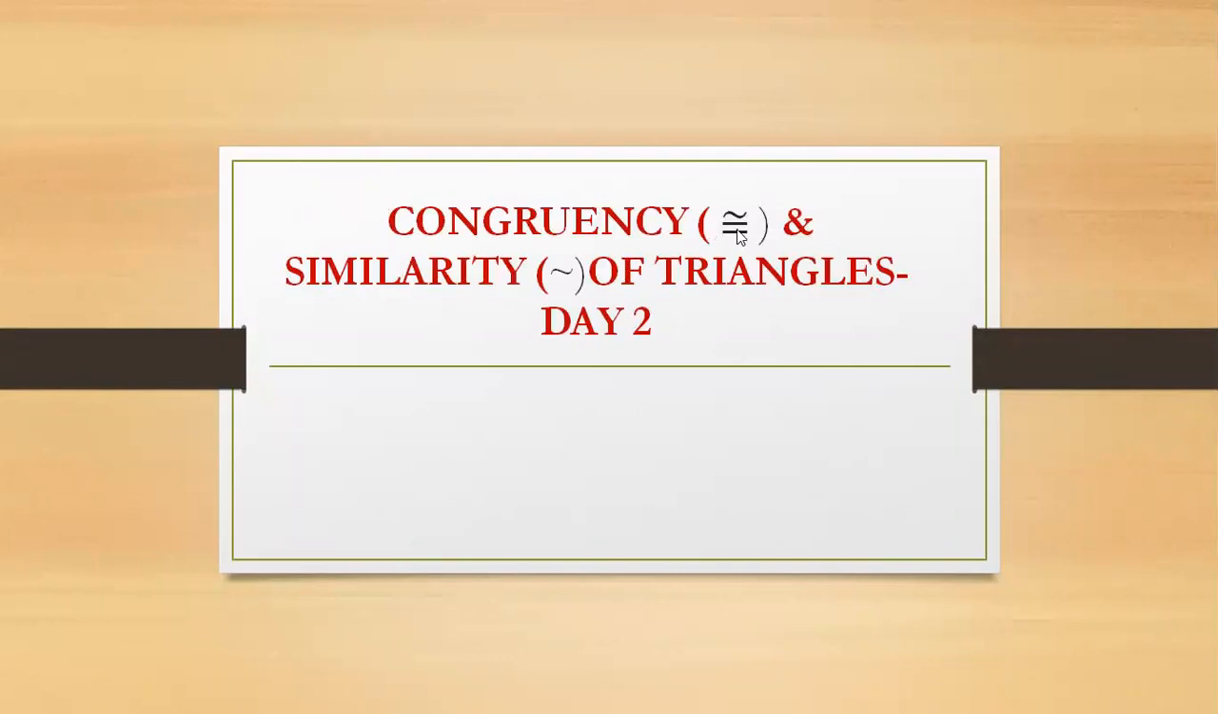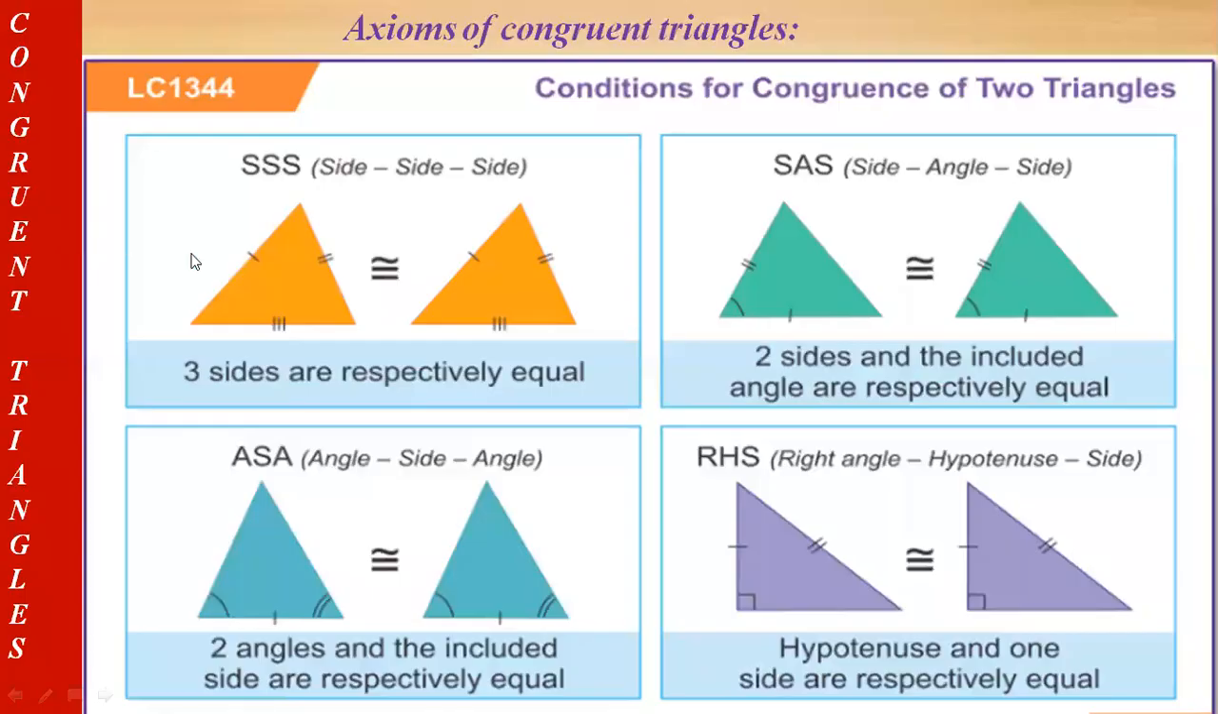Congruency, and this is the symbol of congruence, and similarity, and this is the symbol of similarity. Triangles. Here these are the axioms, or we can say these are the tests, by which the given triangles will be congruent to each other. First one, SSS, side, side, side.